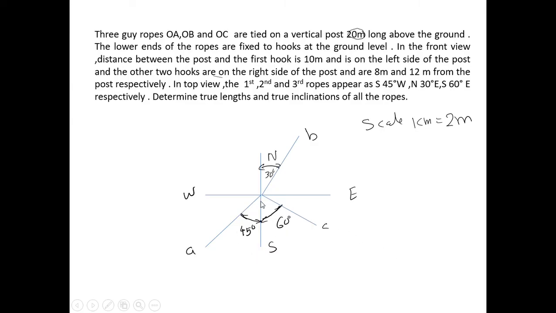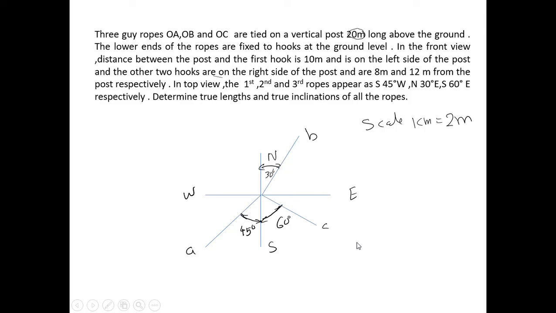The first one, from south 45 degrees towards west, is the rope OA. Then the second one, from north 30 degrees towards east, is the rope OB. And the third one, from south 60 degrees towards east, is this rope OC. So that is how you mark the directions.